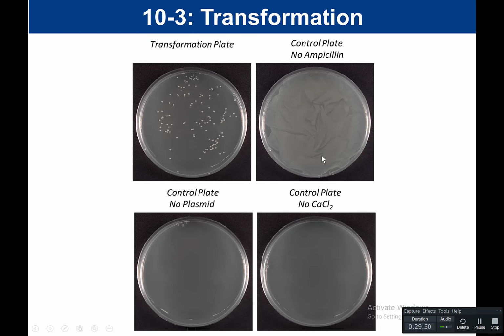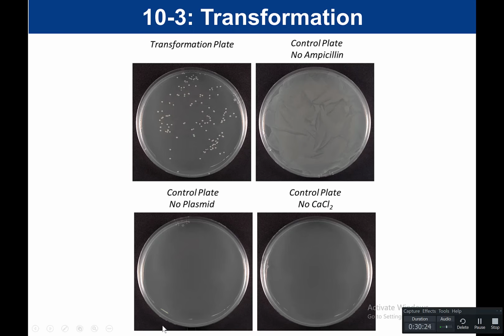In our control plate, we end up with this lawn. You can see, kind of right along here, this cloudiness. This cloudiness is our lawn of bacteria. That's because for this plate that has no ampicillin, it's LB only, there is nothing to inhibit the non-transformed bacteria. So on that plate, everything grows. Transformed bacteria grow, non-transformed bacteria grow, everything grows, and that's why you end up with a lawn.